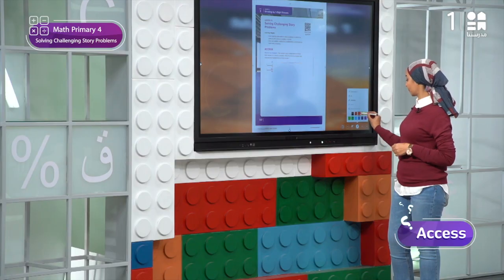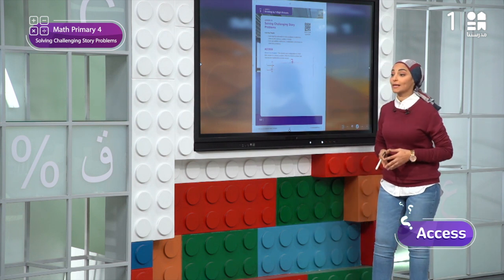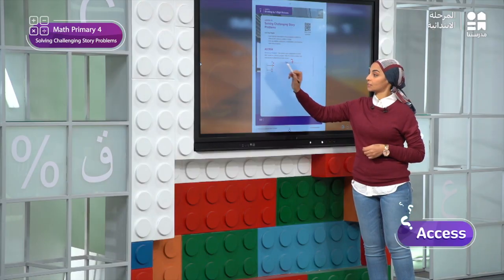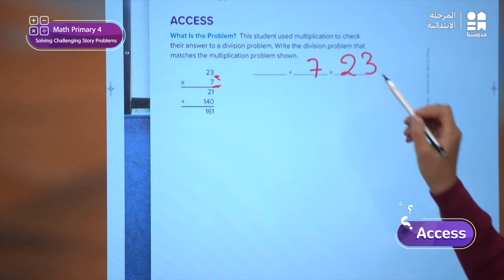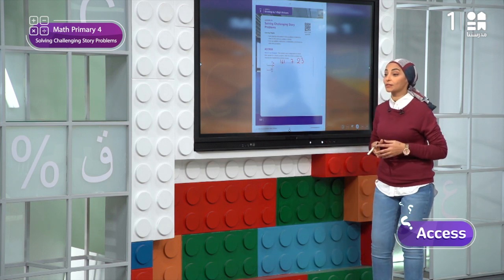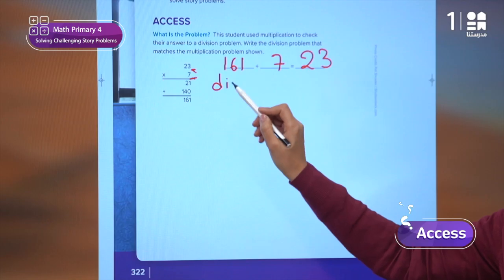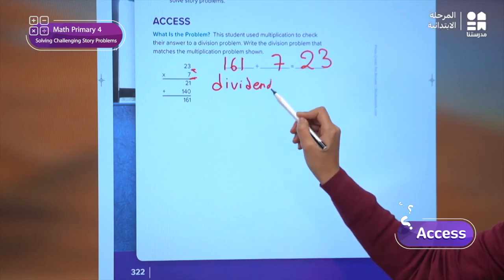In this problem, the two numbers that we will multiply together are what and what? The divisor, which is 7, like you see here, and I will multiply the 7, which is the divisor, times what? Yes, times the quotient, which is 23. So I will multiply the divisor times the quotient, right? The answer will be what? The product will be 161. Here 161, this is what? This is equal to the dividend. 161 is equal to the dividend, right?